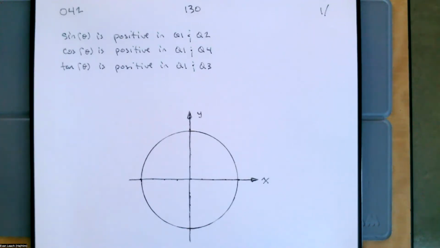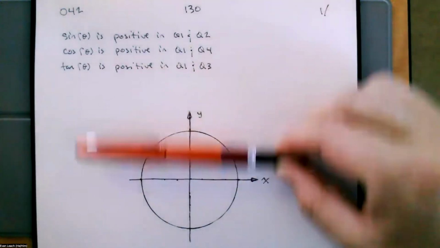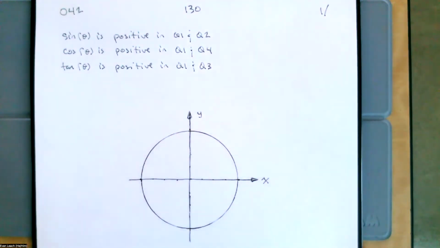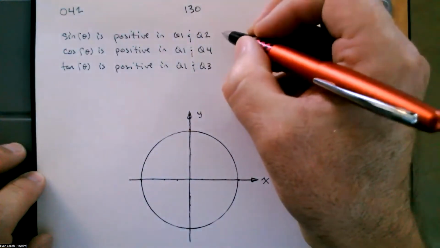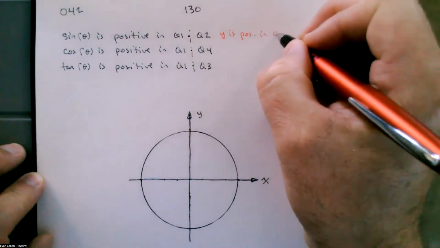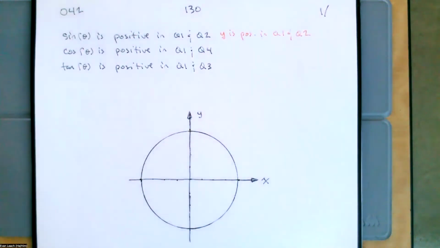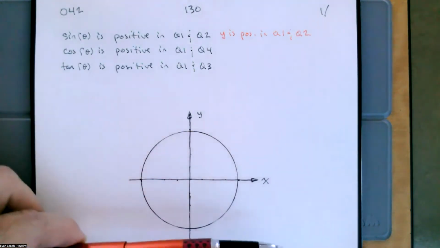Sine is positive in quadrant 1 and quadrant 2 because that is where y is positive. So if we think about the y coordinates, quadrant 1 and quadrant 2 are where y is positive. The x-axis is where y is equal to 0, and if we go up from there, we have positive y values. So sine is negative in quadrant 3 and 4 because the y coordinates are negative in quadrant 3 and 4.